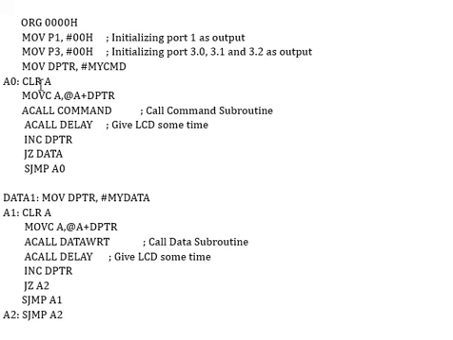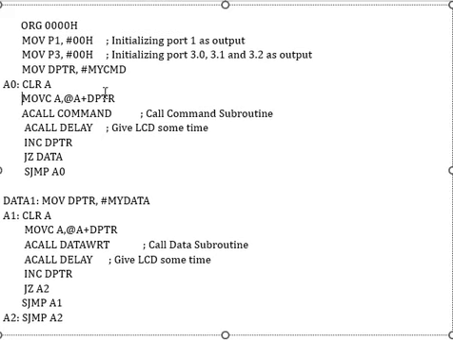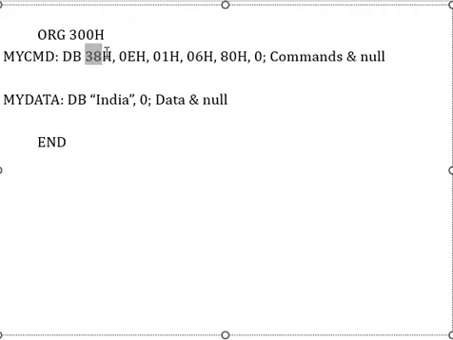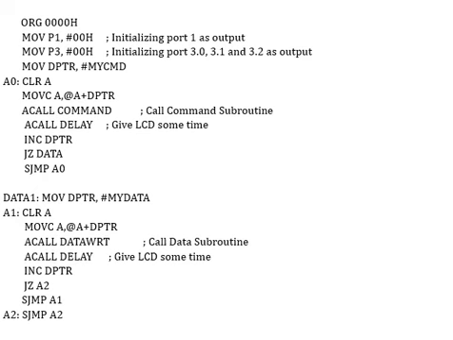So initially I will be starting by clearing the accumulator content, so that I can utilize this particular instruction in a proper way, that is MOVC A, @A+DPTR. So initially the A value is 0, so 0 plus DPTR is whatever DPTR location is there, that is my cmd location, and the content of my cmd location will be moved to the accumulator. So what is the initial content of the mycmd location? 38 hex is the initial content, so that will be moved to the accumulator.